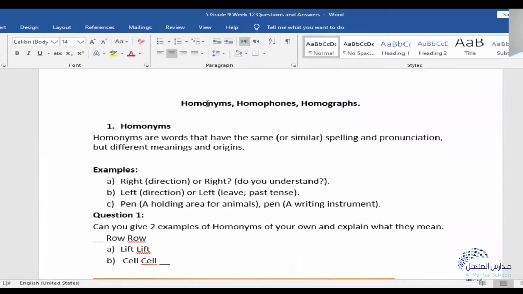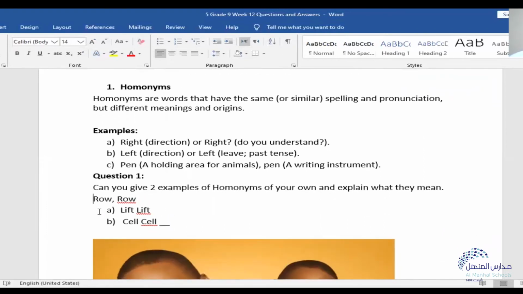And here we have the homonyms, the homophones, and the homographs. Again, I'm not going to focus a lot on the meaning of the word, because there is a video on that, right? So let's look at homonyms. And the question is, can you give two examples of homonyms of your own and explain what they mean?